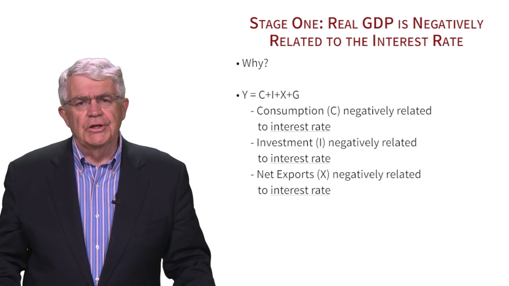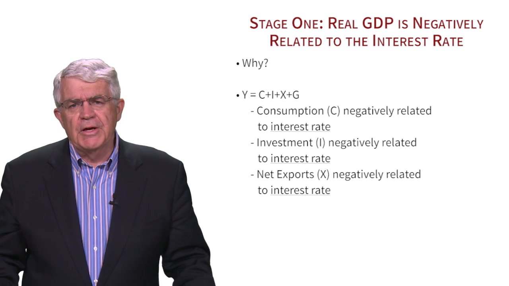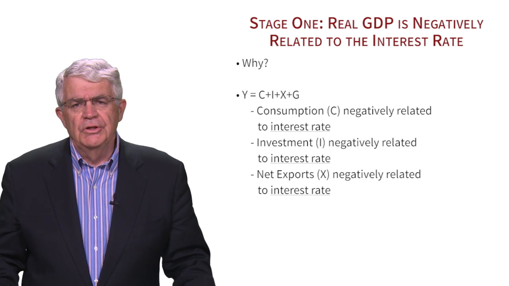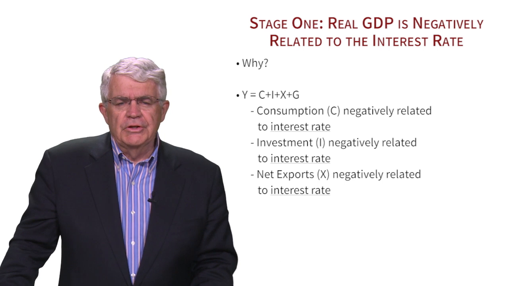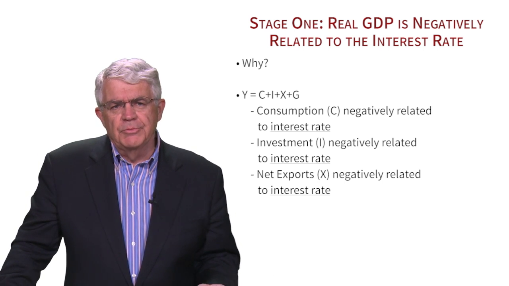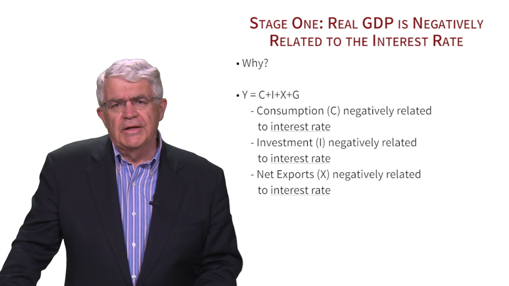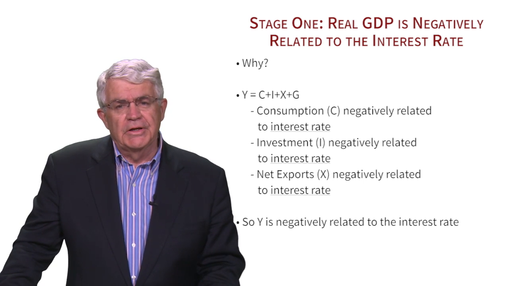The dollar will appreciate. And what that's going to do is make US exports more expensive, and so it's going to reduce the quantity demanded of exports. It reduces net exports, but it's also going to make imports into the US a little cheaper, so that increases the demand for imports. And so on both accounts, net exports are going to go down when the interest rate goes up. So net exports are negatively related to the interest rate.